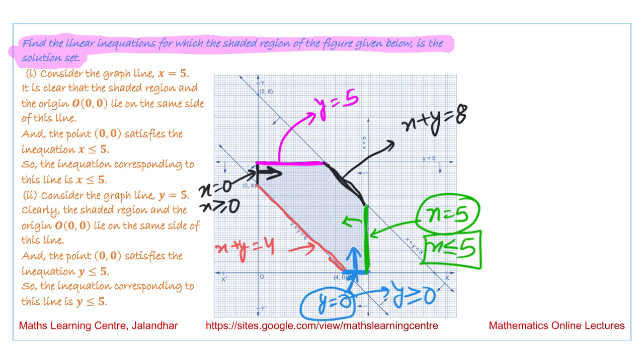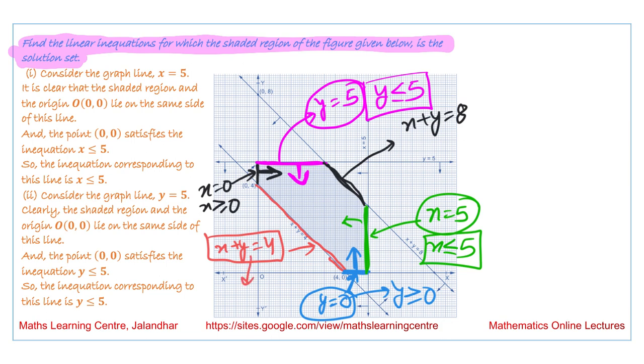If you substitute 0 0 in this equation, it will be satisfied. And then when we are talking about y is equal to 5, we have all the points y is less than equal to 5. Now coming to this part, x plus y is equal to 4. Suppose we consider the inequation x plus y is greater than equal to 4, and we substitute 0 0 in this equation. We get 0 is greater than 4, it is not satisfied. So x plus y is greater than equal to 4 represents the region above this line.